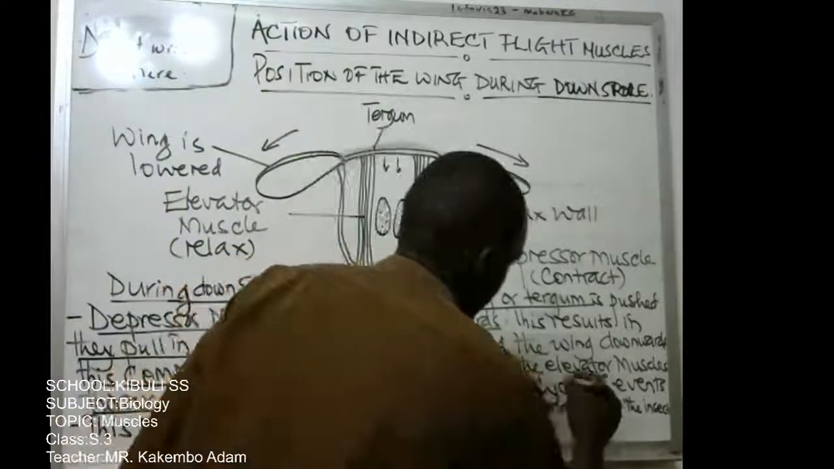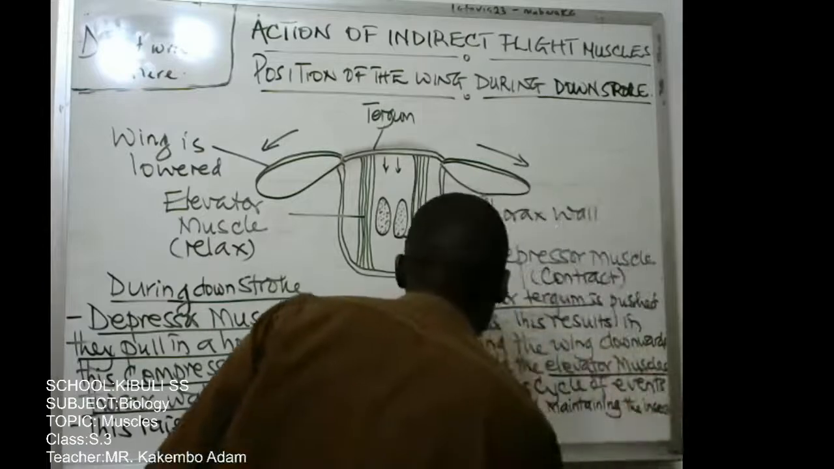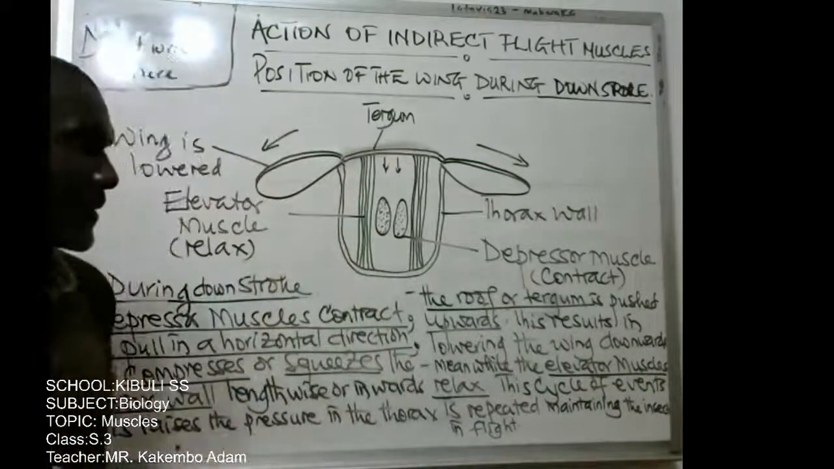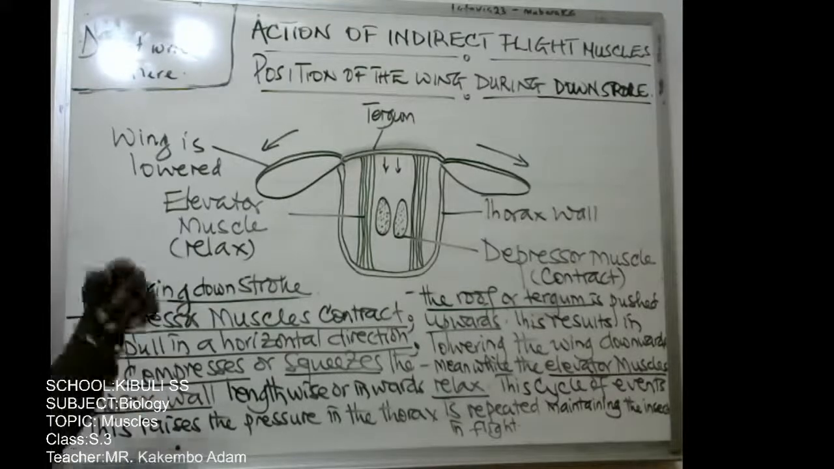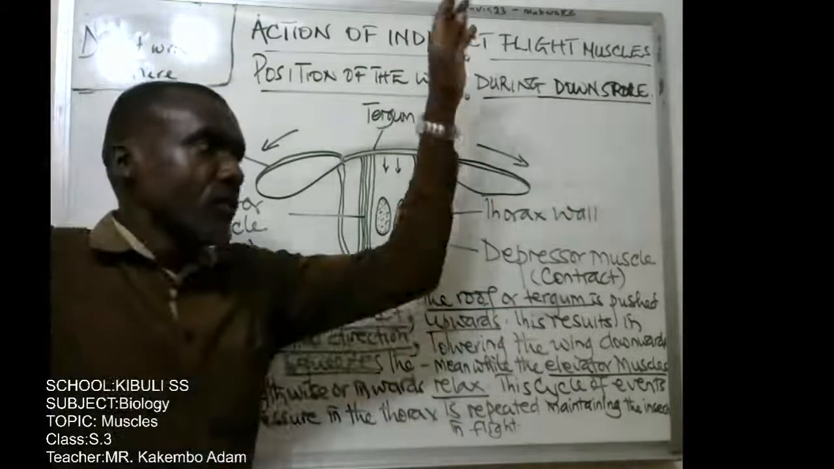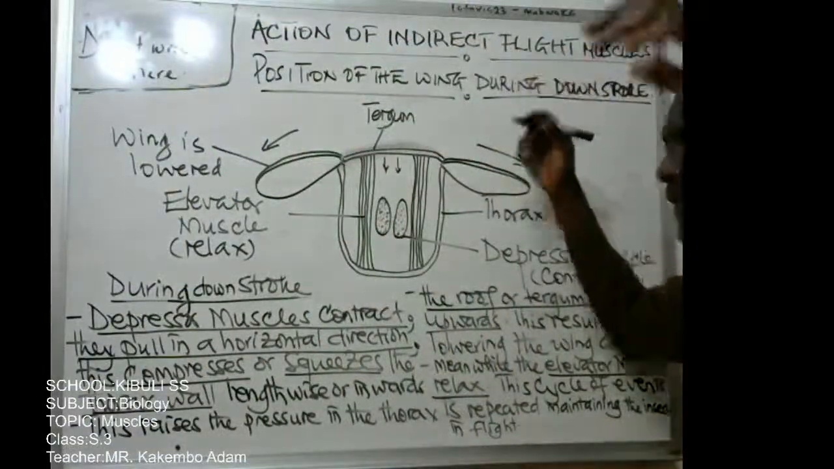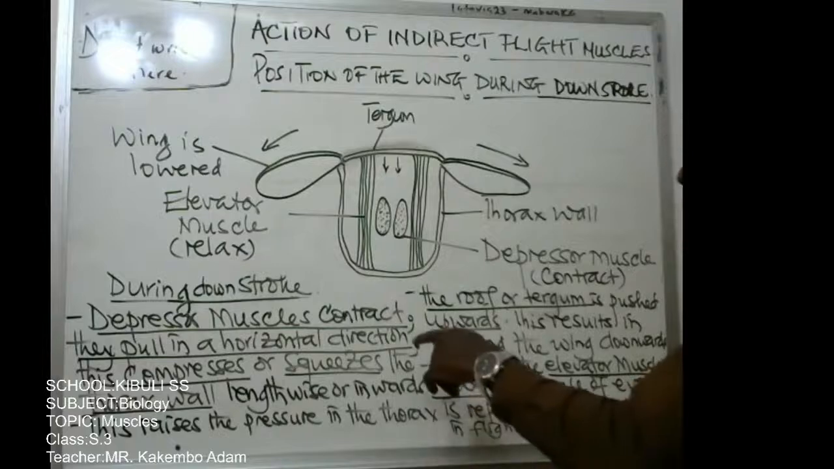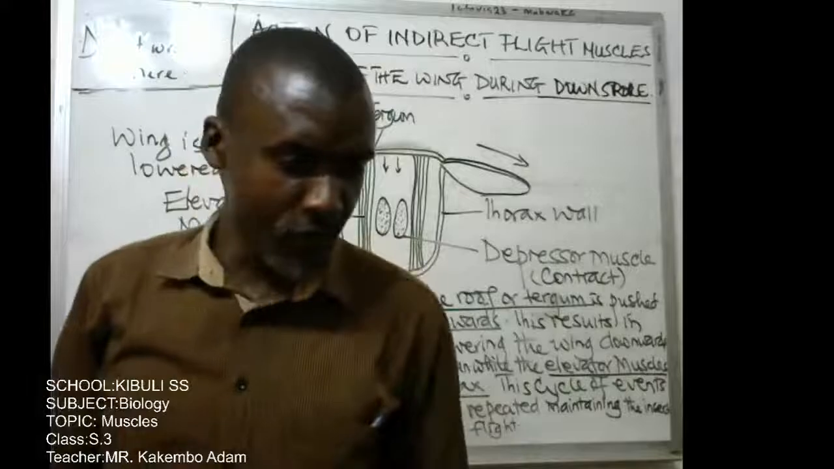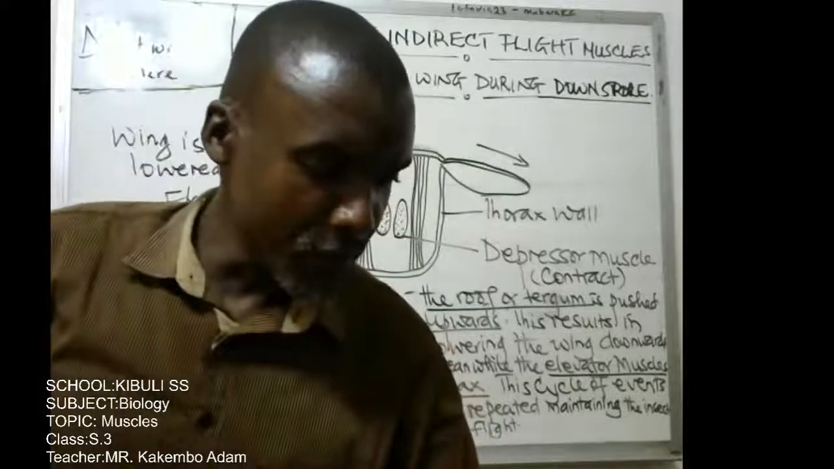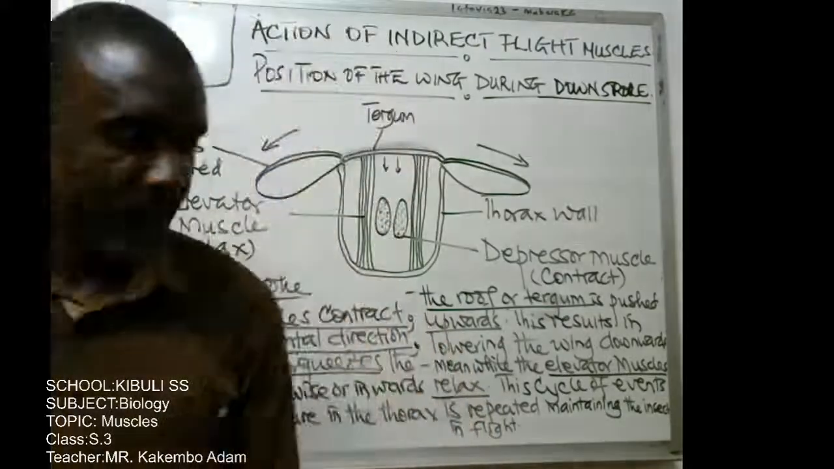And as that is happening, the elevator muscles are in a relaxed state. So the cycle of events is repeated from time to time. To raise the wing, the reverse is true. It's important to take note of those drawings showing the position of the wings as the insect is in flight.